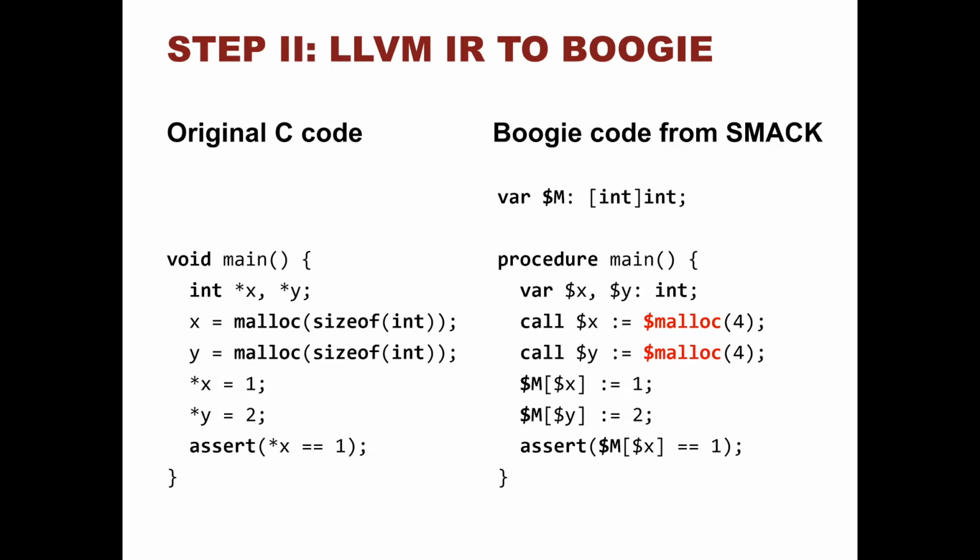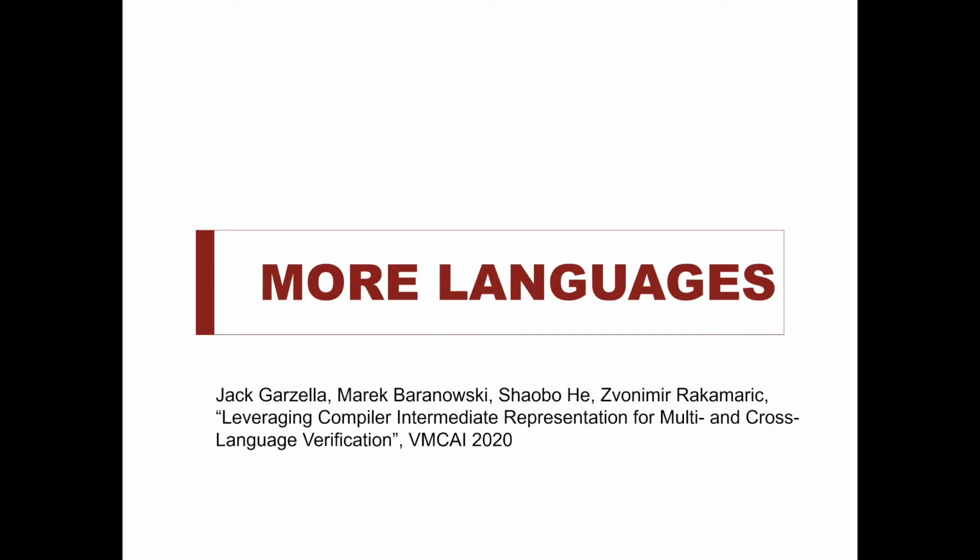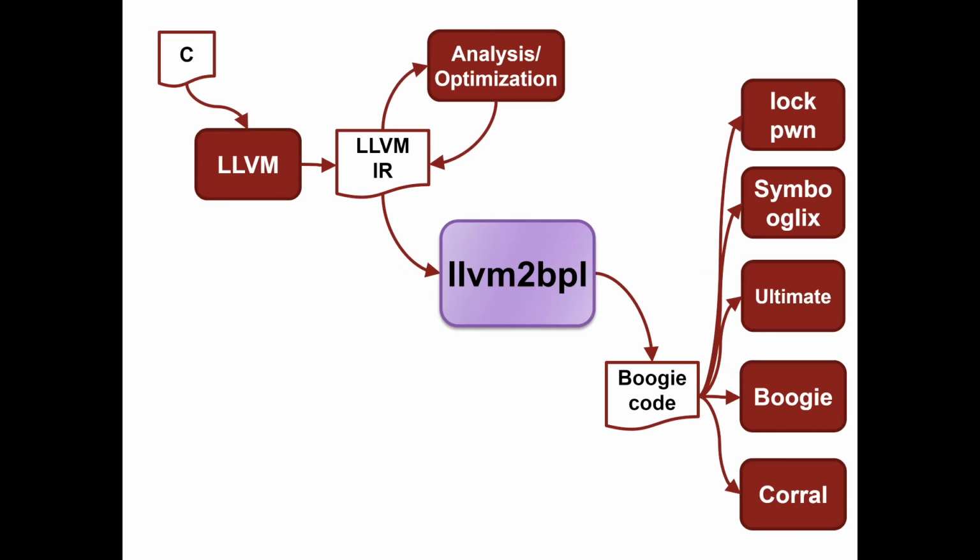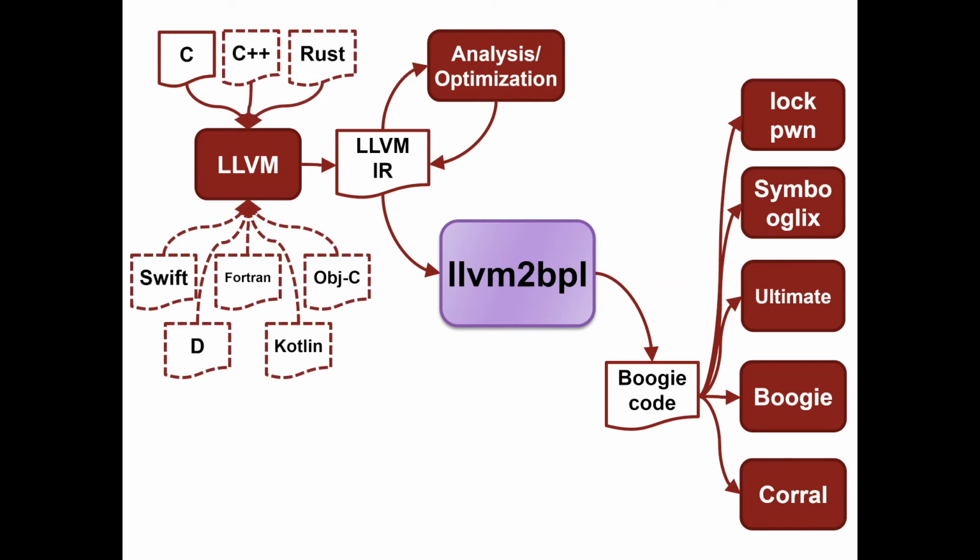Okay, so let me go ahead. We published this work. It was an experience paper where we were trying to add support for verification of more languages to SMACK. This is the basic tool flow. We added seven additional languages, and we played a little bit with verification of these languages. We tried to learn what the challenges are and so on. Rust was among these languages.